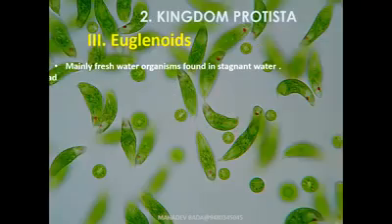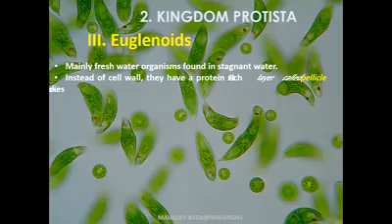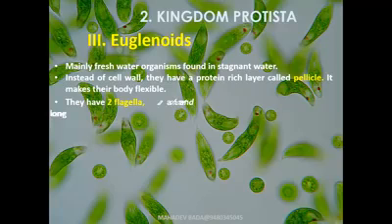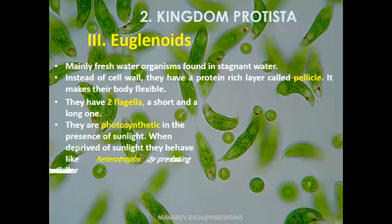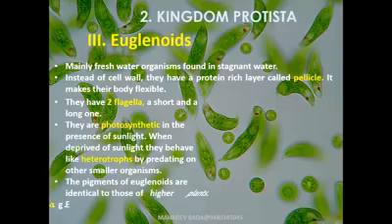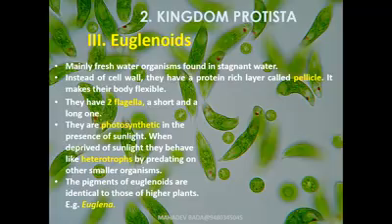And another group is called the euglenoids. These are mainly freshwater organisms found in stagnant water. Stagnant water means standing water. Wherever static water is there, at that place these organisms are found.